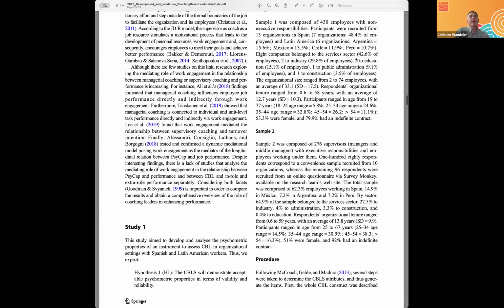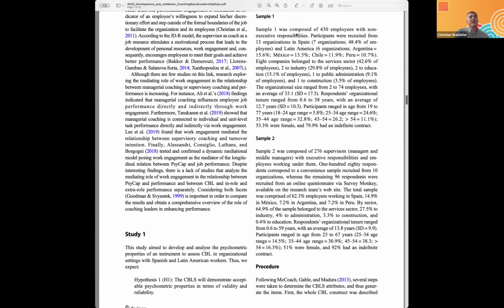Mhm. For me here, the main thing that stands out is that, okay, there are people from Spain and Latin America, and they're more from smaller companies, right? That's kind of what I see. I don't know, does anything else stand out to you? No.